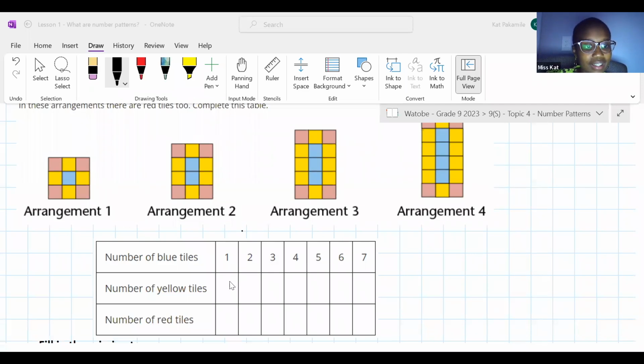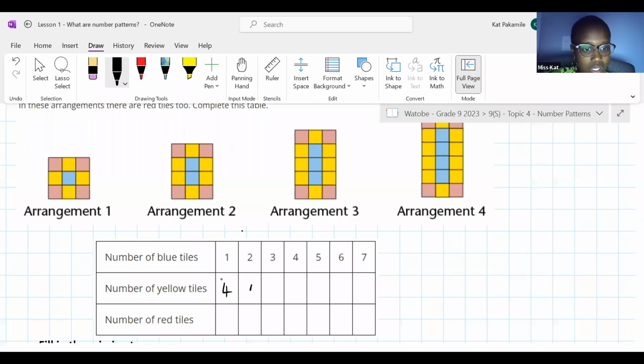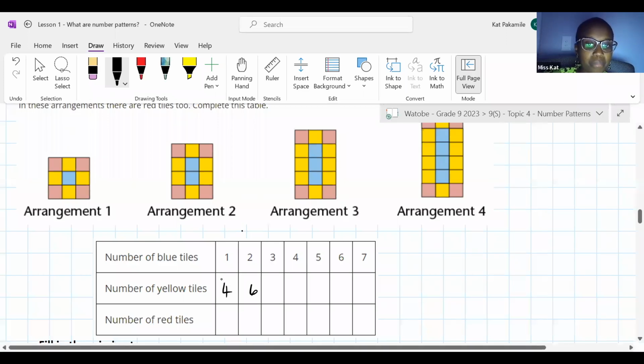I wanted to answer for the yellow tile. Okay, let's hear. So if I have 1 blue tile, how many yellow tiles do I have? For arrangement 1, we have 4 tiles. 4 yellow tiles. Okay, and for 2? We have 6 yellow tiles. 6. And for 3? We have 8. Number 4? We have 10.